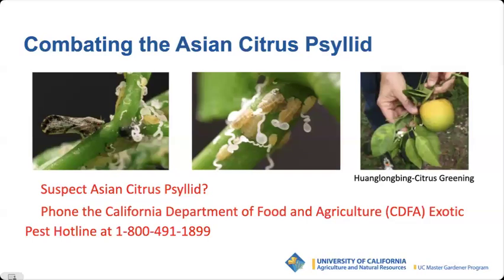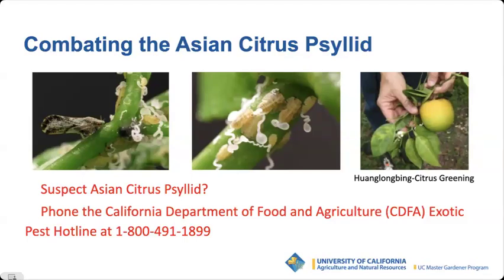The nymphs are shown in the middle photograph. They are tiny and yellowish, and they excrete white, waxy, curly tubules. They feed on young citrus tree leaves. They deform the leaves by twisting and curling them. The Asian citrus psyllid isn't a problem because of the damage it does to our citrus trees.